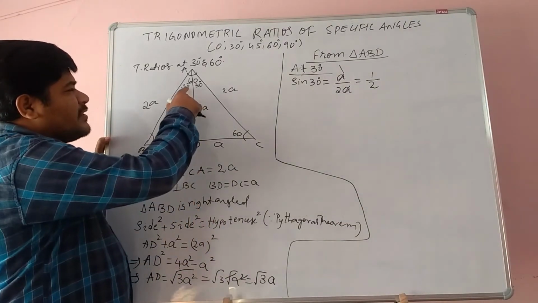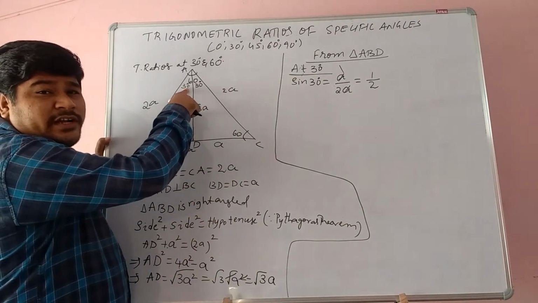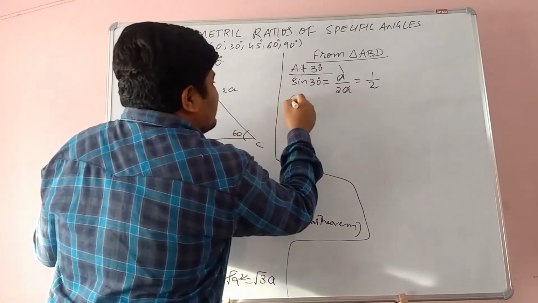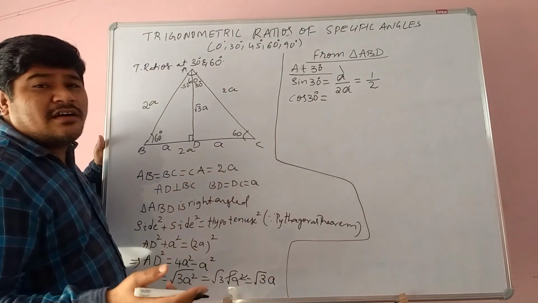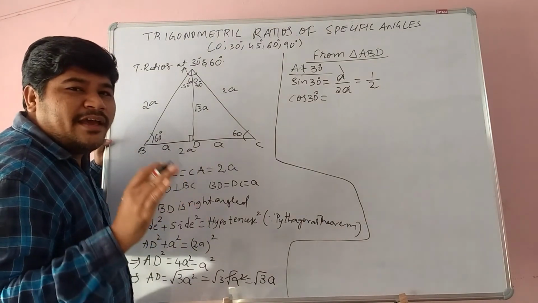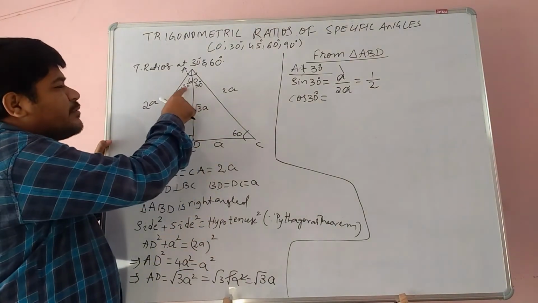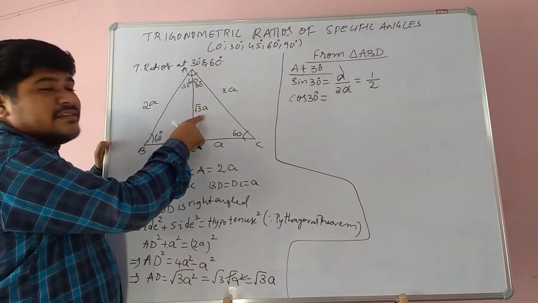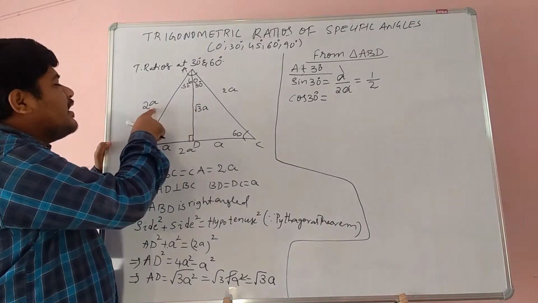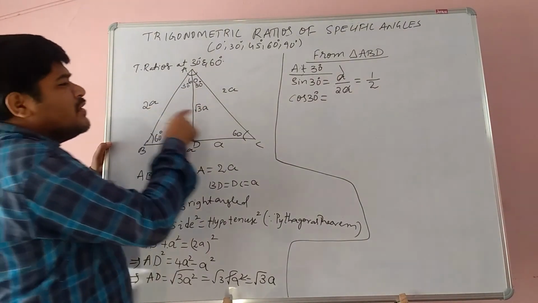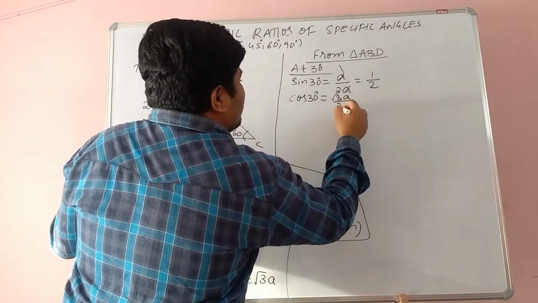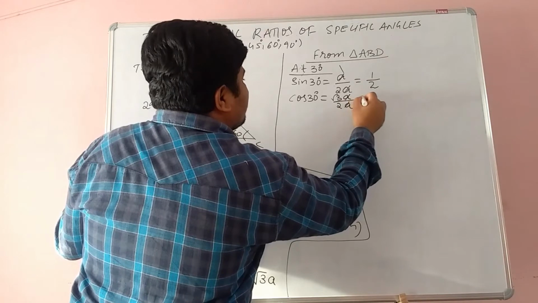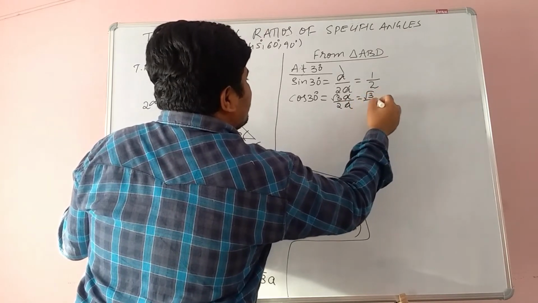Now, with respect to 30 degrees, we need to find the cos value. So cos 30 degrees is equal to... what is cos theta? Adjacent side by hypotenuse. So with respect to 30 degrees, the adjacent side is root 3A and the hypotenuse is 2A. So cos 30 is equal to root 3A by 2A. A gets cancelled. So we got here root 3 by 2.